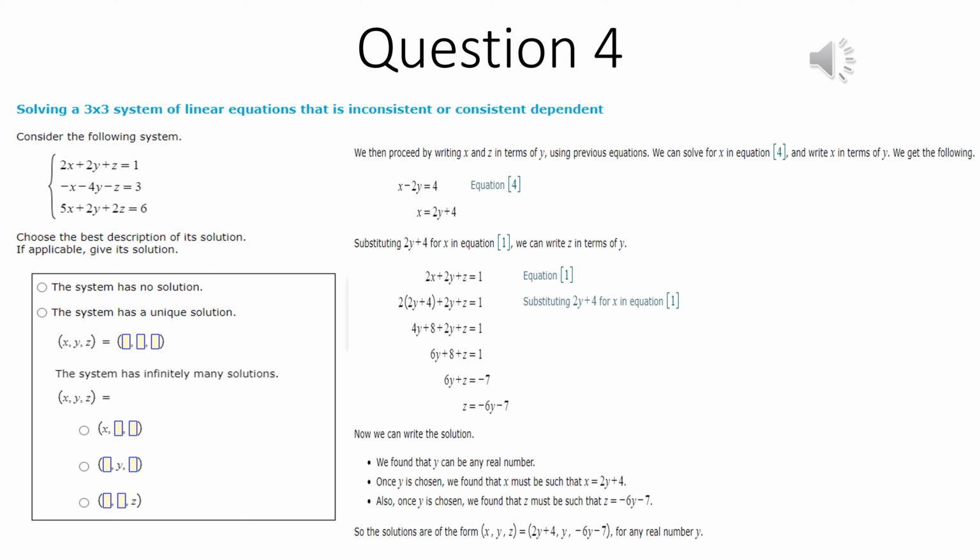We found everything. So now, how do you express the final answer? The final answer is obviously infinitely many solutions. Any point in the solution is an ordered triple, but there are infinitely many points. Entonces now x is 2y plus 4, y is just y, and z is minus 6y minus 7. Cool.